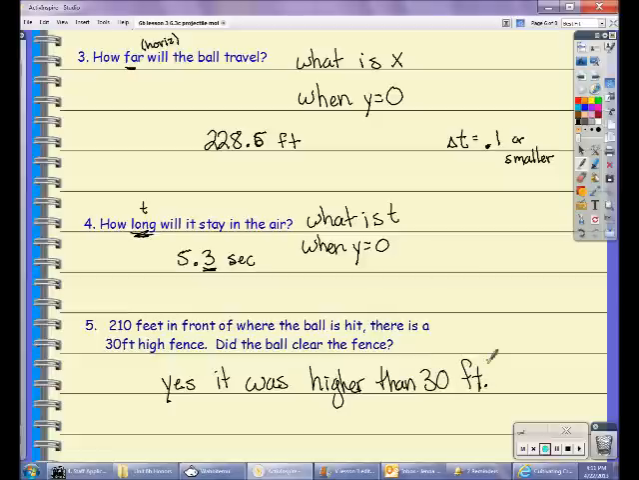Yes, it was higher than 30 feet. At this point, if you really want to, you can stop watching the video. However, for those of you who want to remember, hey, I know we knew how to do this algebraically last year, please keep watching, because I'm going to talk about how we did these each algebraically.